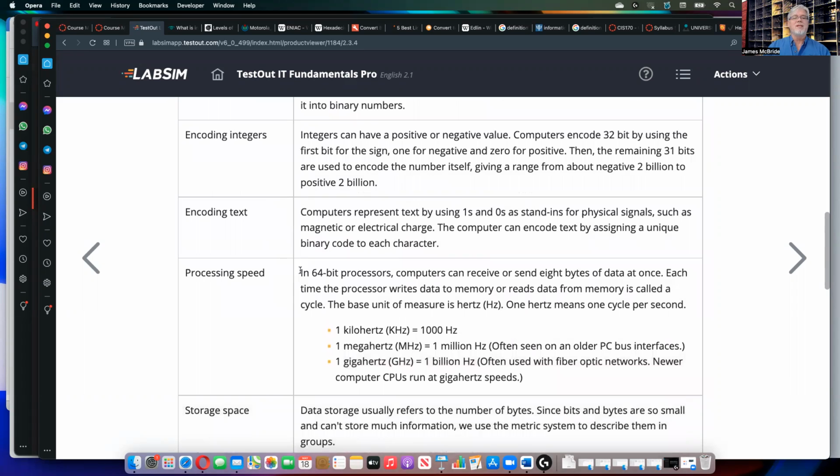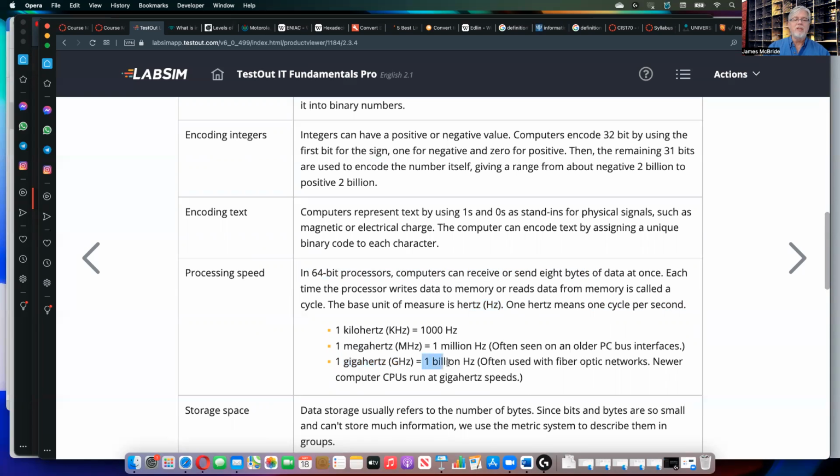Anyway, processing speeds. So in a 64-bit processor, computers can receive or send 8 bytes of data at once. So we'll do that in a 64-bit processor. We can send 8 bytes of data just once. And that's, well, how often is that? Well, it depends on the hertz rating or 1 cycle per second. So when you deal with this hertz, megahertz, kilohertz, gigahertz, that kind of thing, right? We're up here at gigahertz.